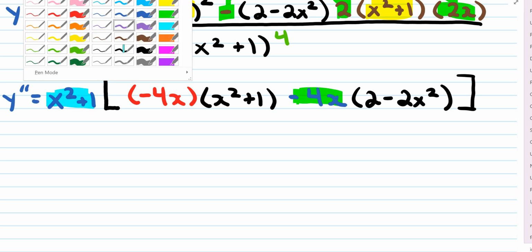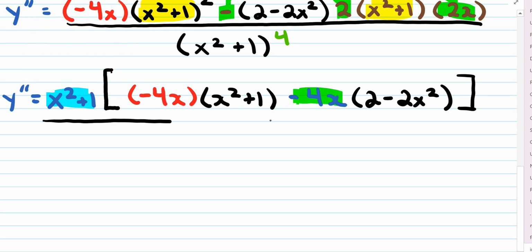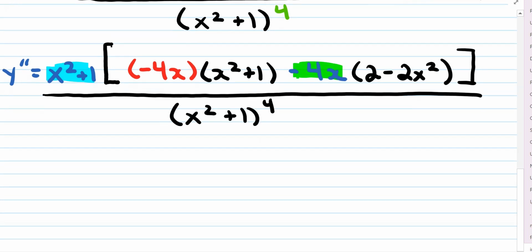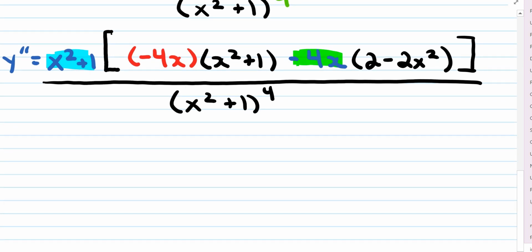And then we still need to divide by the denominator all raised to the power of 4. Okay, let's see if we can continue to simplify this. One thing you might notice is there's an x squared plus 1 and an x squared plus 1 there, so we can cancel that off, and that will now become a 3.